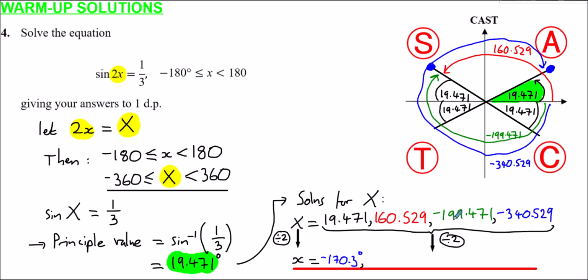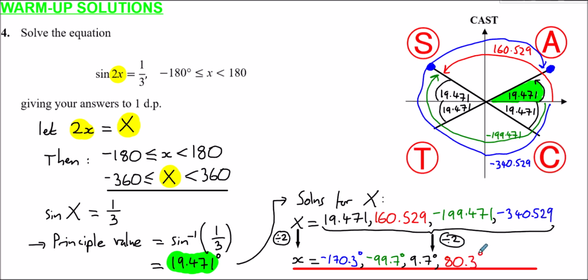The next one, minus 199.471. If we take that and divide it by 2, that's going to give us minus 99.7 degrees. Then 19.471, take that and divide it by 2, that's going to give us 9.7 degrees. And finally this one in red, 160.529, take that and divide it by 2 to 3 sig figs, or 1 decimal place, we get 80.3 degrees.